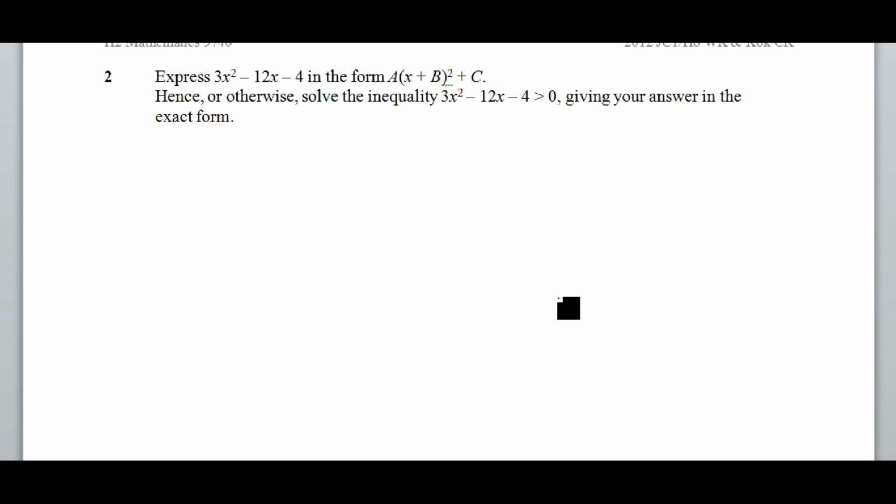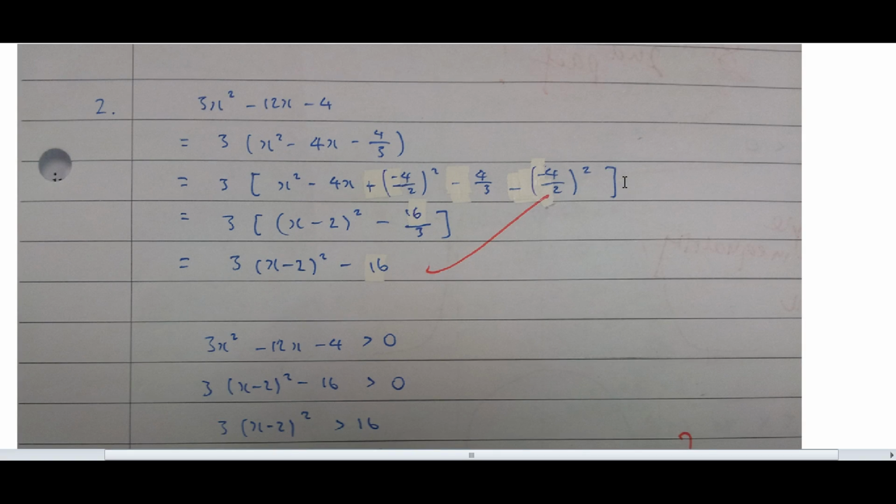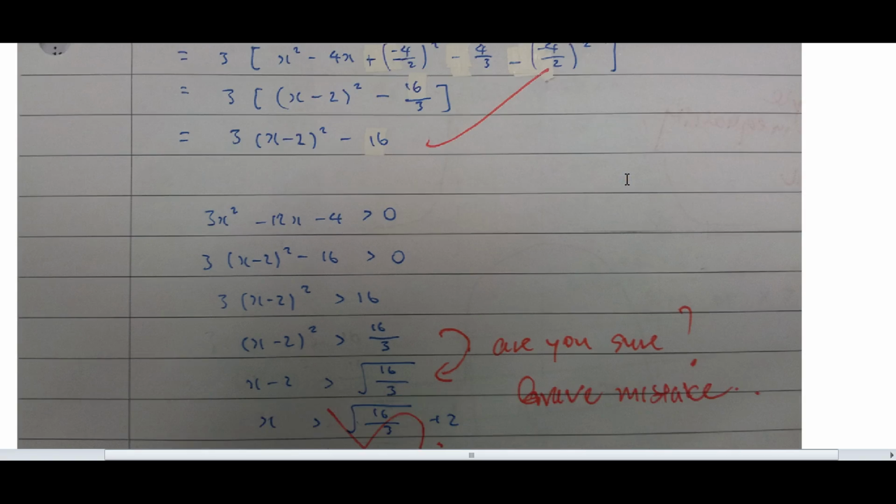Now very quickly, let's take a look at question 2. Okay, the first part is easy, complete the square, no problem. The solving is also no problem. You should eventually get to this stage: 3x minus 2 squared minus 16 greater than 0. Many of you could get here. Next, let's take a look at our friend's solution. Everything is correct, same, until here.